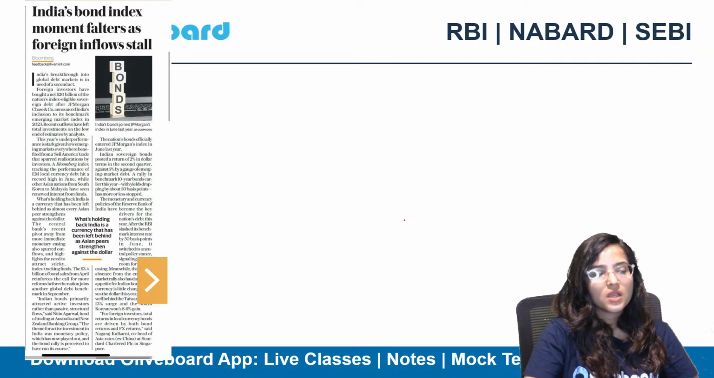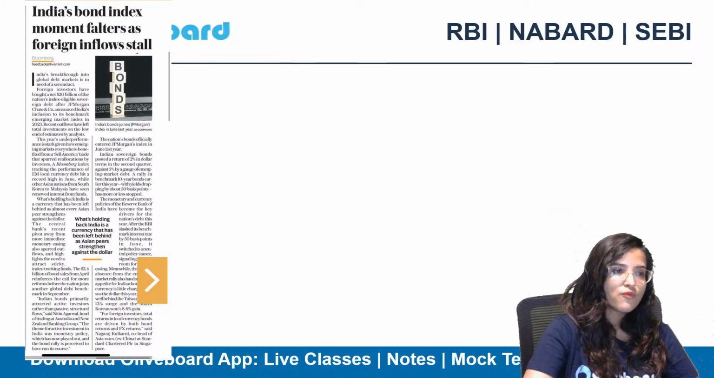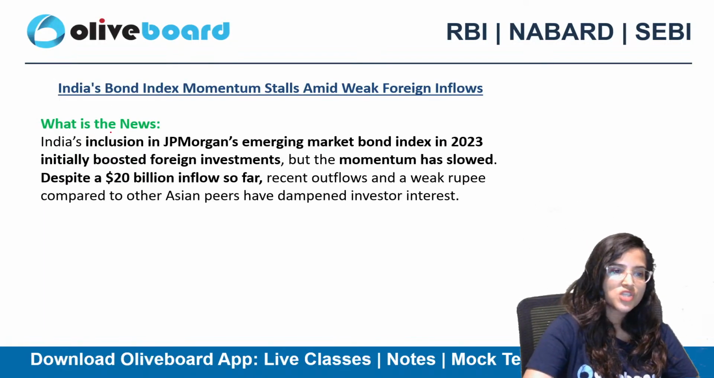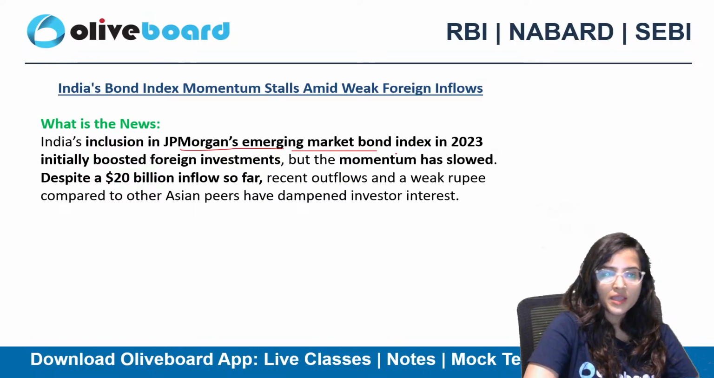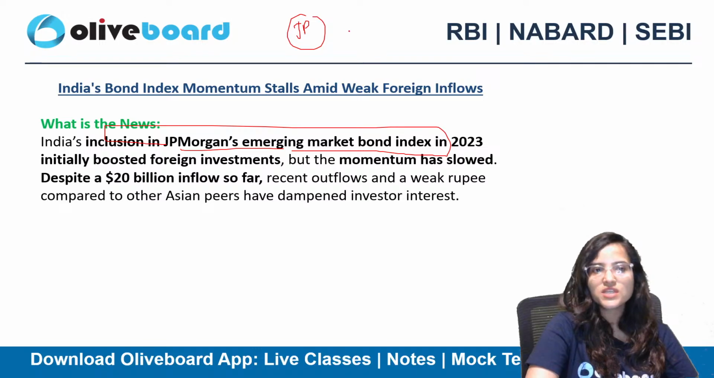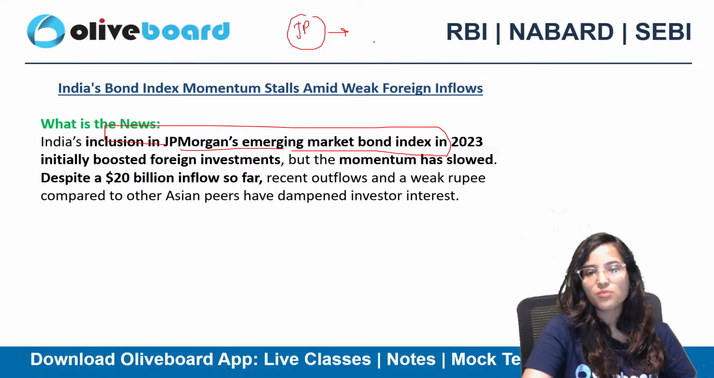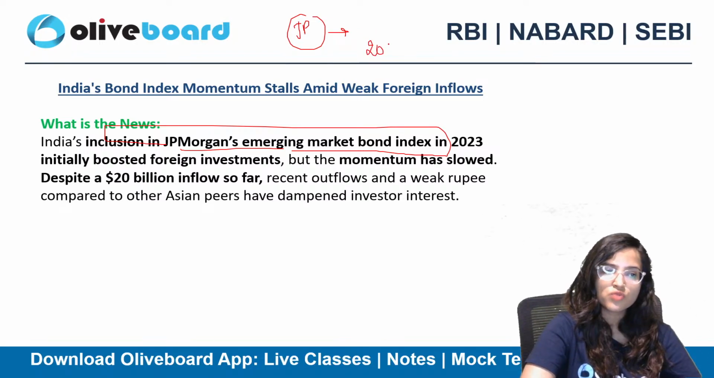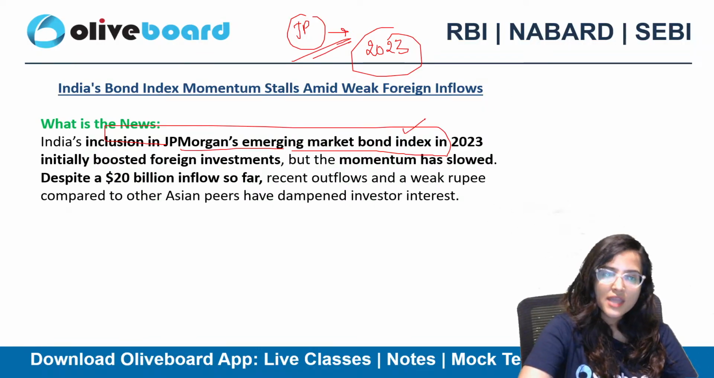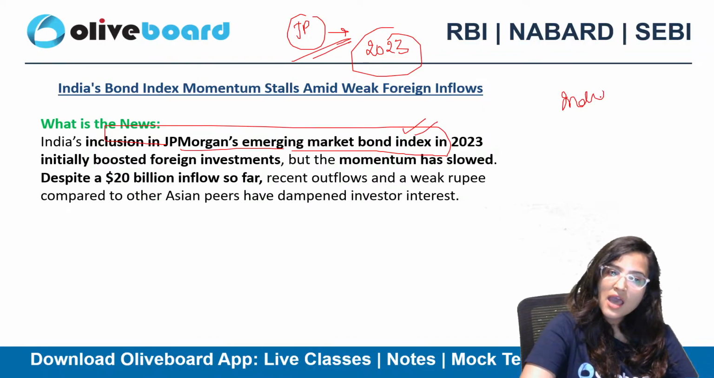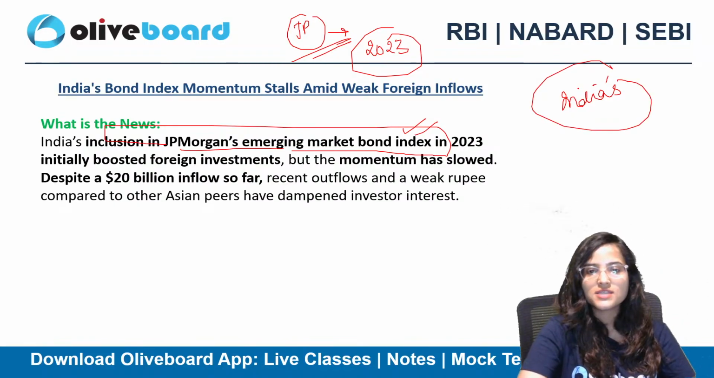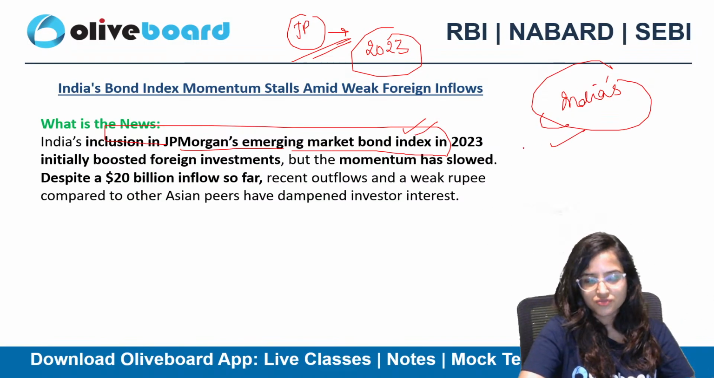India's bond index momentum falters as foreign inflows stall. So here we're talking about JP Morgan's emerging market bond index. India was included in this JP Morgan emerging market bond index on an international level in 2023. That means this index is also going to track India's bonds, how the prices are going and all.